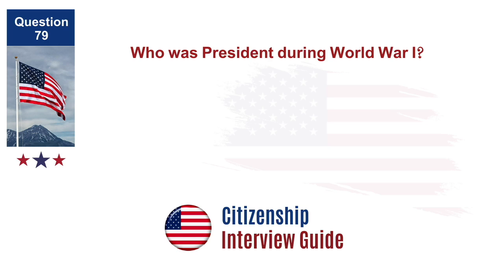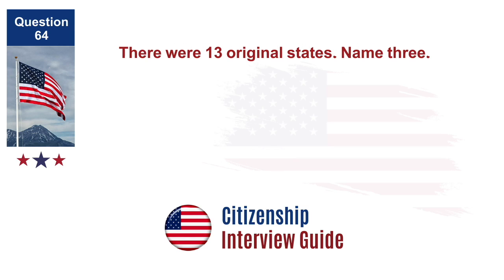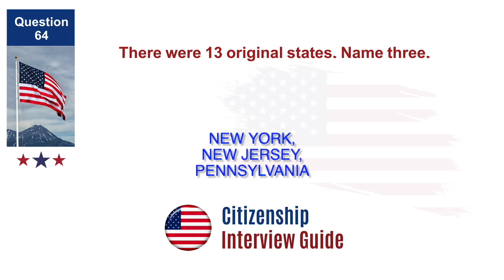Who was president during World War I? Woodrow Wilson. How many justices are on the Supreme Court? 9. There were 13 original states. Name 3. New York, New Jersey, and Pennsylvania.